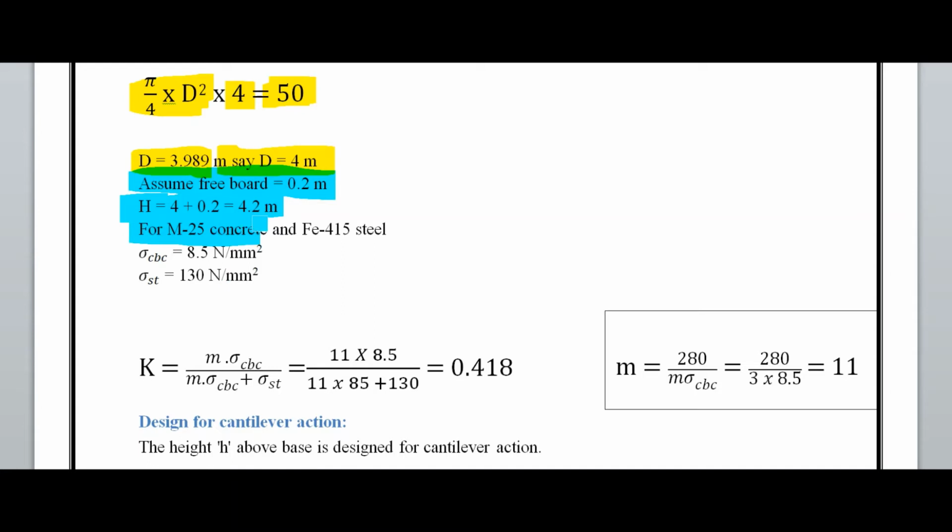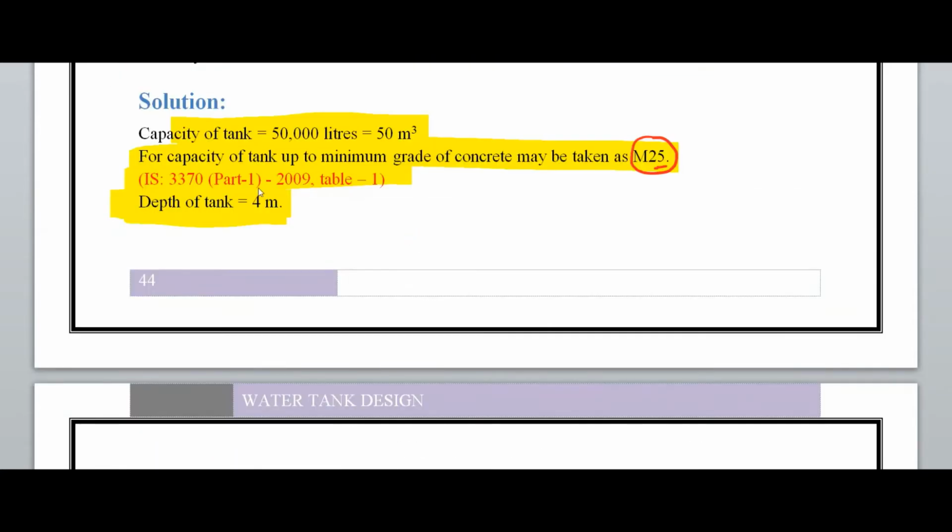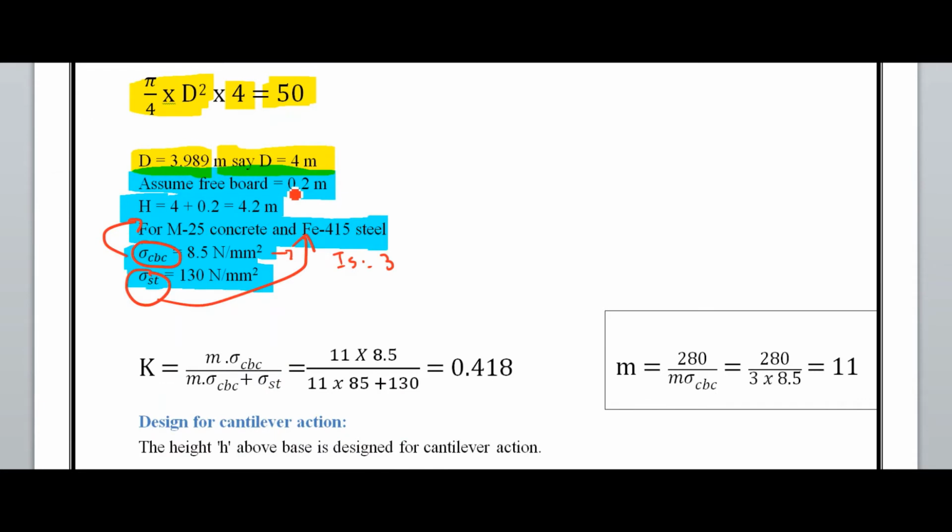So for M25 concrete and Fe415 grade of steel, sigma CBC is 8.5 Newton per mm square and sigma ST is 130 Newton per mm square. Here sigma ST depends on the Fe415 grade of steel and sigma CBC depends on the concrete grade. We can find it from IS 3370 part number 2, table number 2. I will explain all the details of how to find sigma CBC.